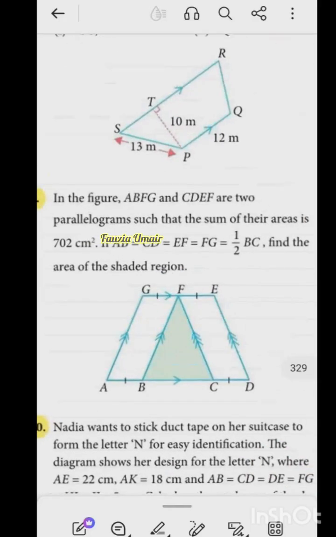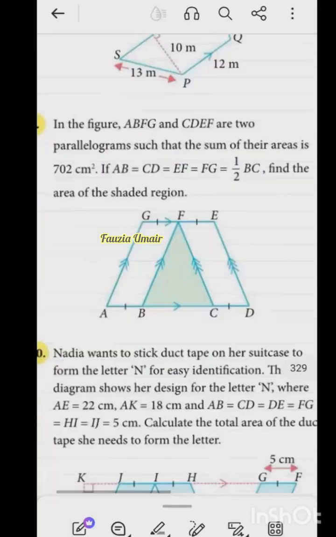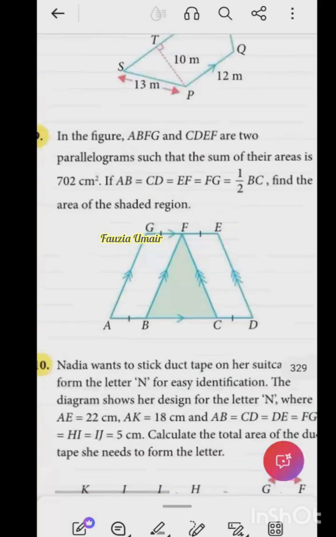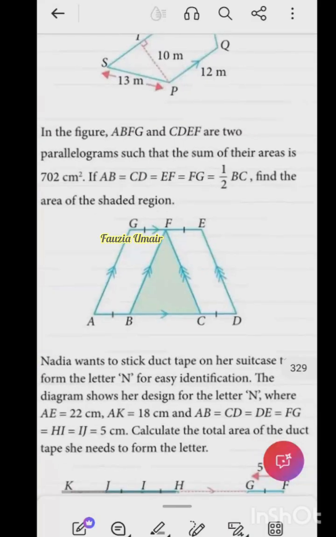So in figure ABFG and CDEF, they are both parallelograms. So we know that the sum of their areas is 702, and also AB is the same as CD, which is the same as EF. Like these four sides you can see on the figure as well. So this means that these sides are equal, right? EF length is the same as FE and AB is the same as CD.